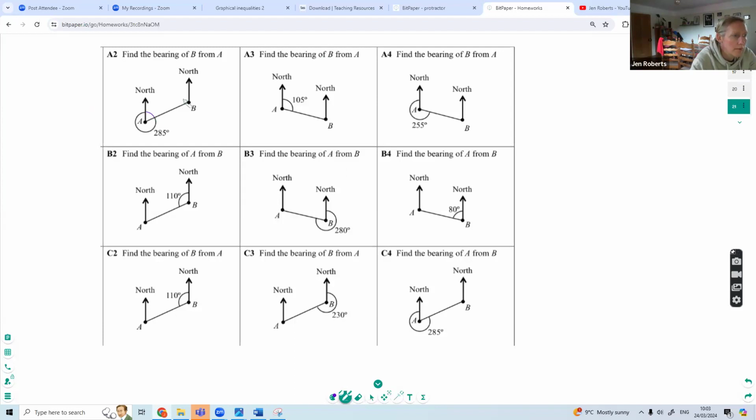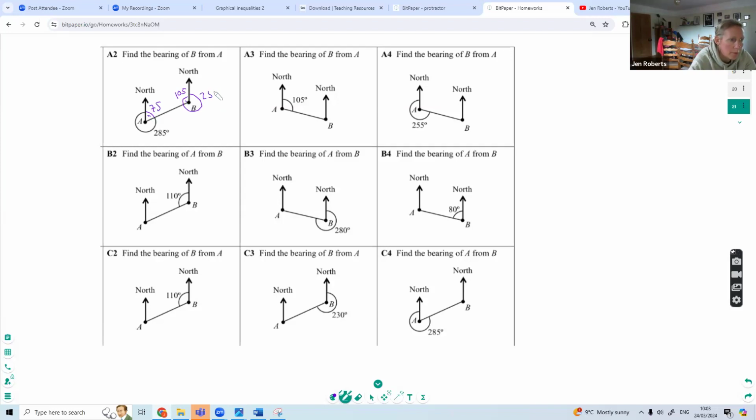I'm going to put all my information in. Let's put all my angles in. Angles around a point add up to 360. 360 take away 285 is 75. These two add up to 180. 180 minus 75, 105. These add up to 360. 360 minus 105, 255.